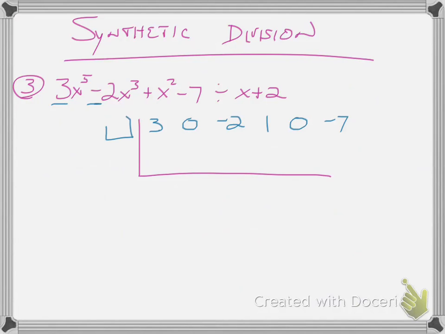What goes in the box? You may have had a box there before, but what's going to go there is what x would equal. So you set the divisor equal to 0 and solve. So I would have x is equal to negative 2. And that's basically going to be like the divisor for the synthetic division. Okay, is going to be that negative 2. I'm always going to bring this first term down. It doesn't matter what it is. I'm going to bring it down.